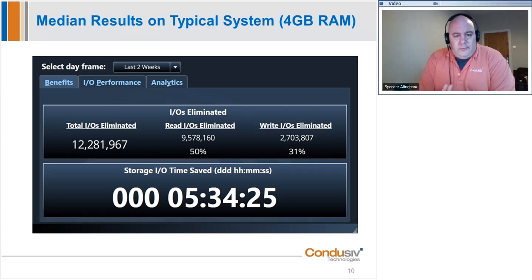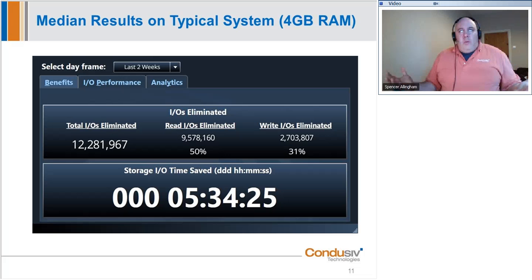So here's an example of part of the dashboard reporting that's in our software. You can see over here the total number of I/O packets that were eliminated from having to go out to the back-end storage, in this case, in the last 2 weeks. So it's eliminated over 12 million I/Os from the underlying storage. 50% of all of the read I/O traffic didn't have to go out to the storage. And about 30% of all of the writes didn't have to go out to the storage. And what that meant was that they saved over 5.5 hours of storage I/O time.